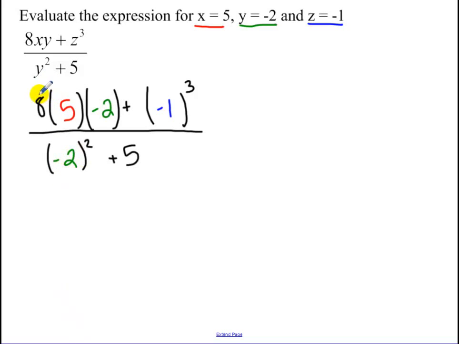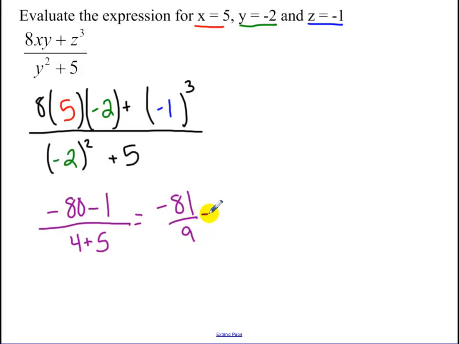So let's simplify this top. 8 times 5, that's 40, times a -2 is -80. -1 cubed is a -1. -2 squared is 4 plus 5. So I have a -81 over a 9, which is going to simplify to be a -9.